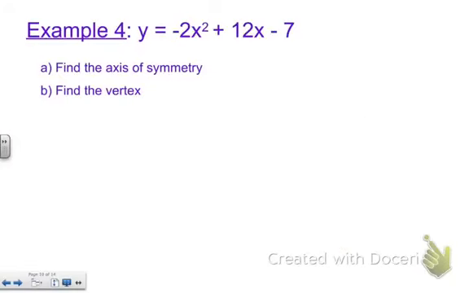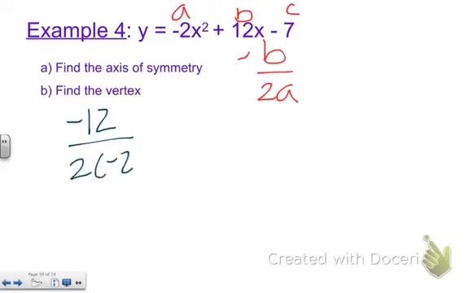Okay, so for example, if we're given this quadratic function, we can find the axis of symmetry and the vertex. Remember, negative b over 2a. This is ax squared plus bx plus c. So that means I'm going to take negative 12 over 2 times negative 2. Negative 12 over negative 4 is positive 3. So the axis of symmetry is at 3 on the x-axis.